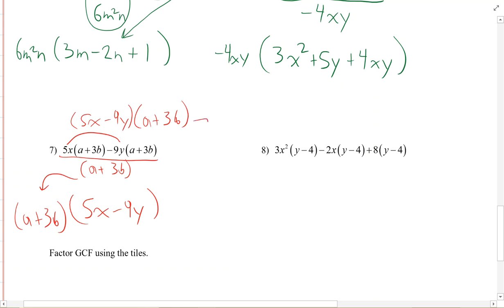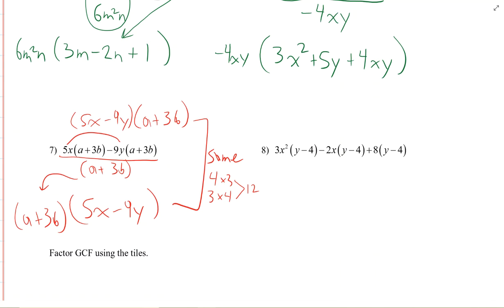Okay, this is the exact same answer. It's just like 4 times 3, 3 times 4. Okay, both of these equal 12. So it doesn't matter the order of your answer, it's all exactly the same. Okay, any questions about that?